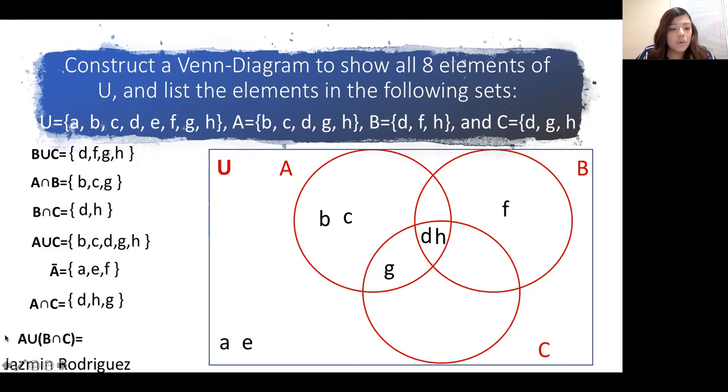And then lastly, we want to know, pardon me, we're right here. We want to know the union between A and the intersection between B and C. And so whenever we do that, we get that we have B, C, D, H, and G.